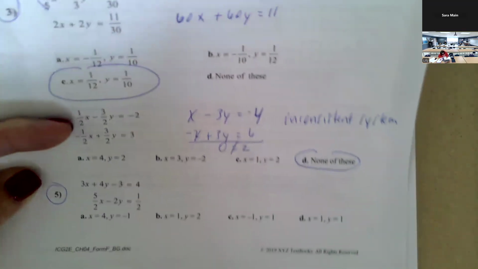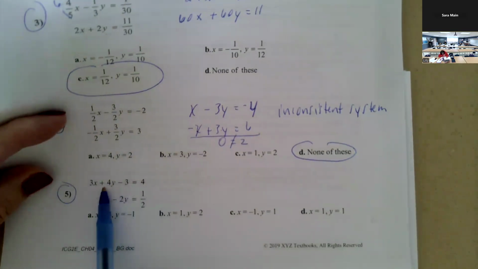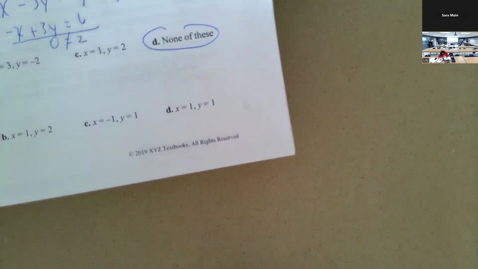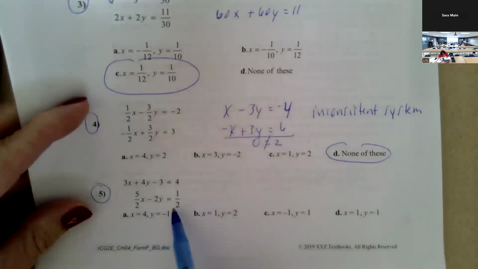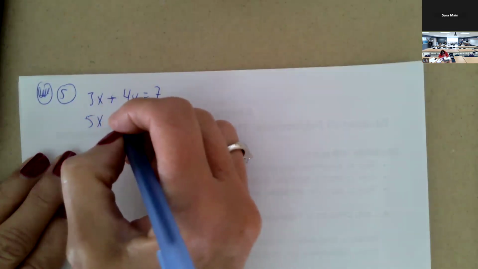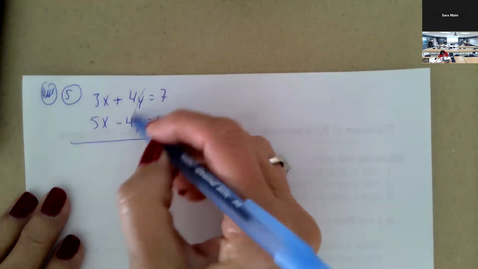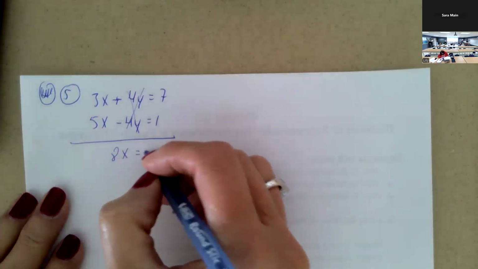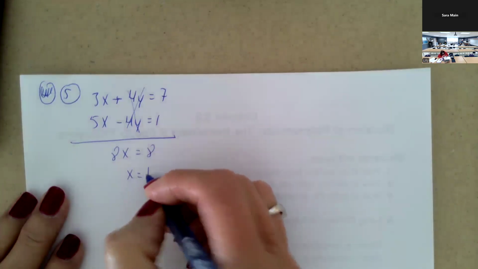So question number 5. Row 1, I'm going to start by just adding 3 to both sides so that we have 3x plus 4y equals 7. And then I'm going to multiply through by 2 to eliminate my fractions. So we'll have 5x minus 4y equals 1. And that's going to be pretty helpful as well, because we can add them as is, and we have 8x equals 8. So x equals 1.